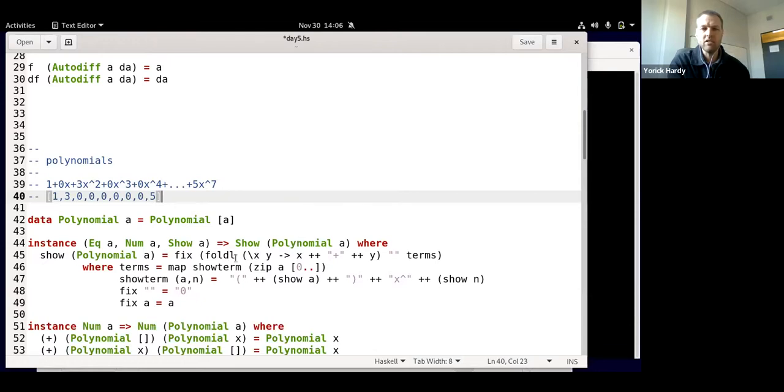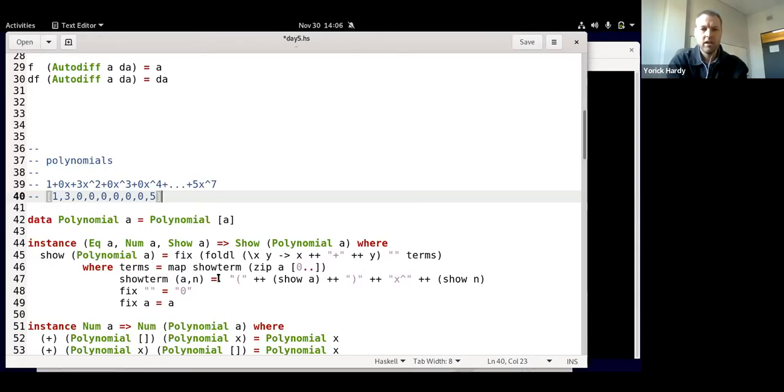And this concatenation we use as part of the fold. So we fold over all the terms, starting with an empty string, adding all the plus terms. It gets a little bit ugly, so it could be fixed a little bit better, but I'll leave that as an exercise if you want to play with it. What are the terms?